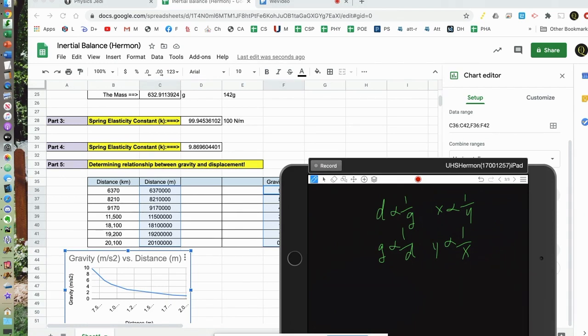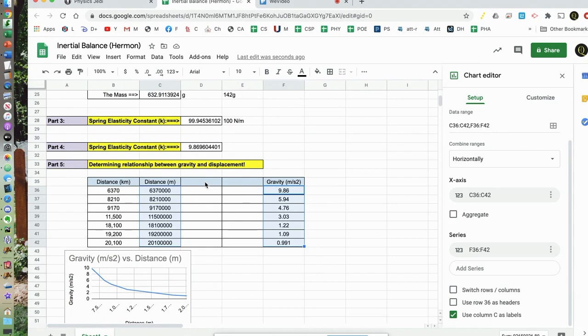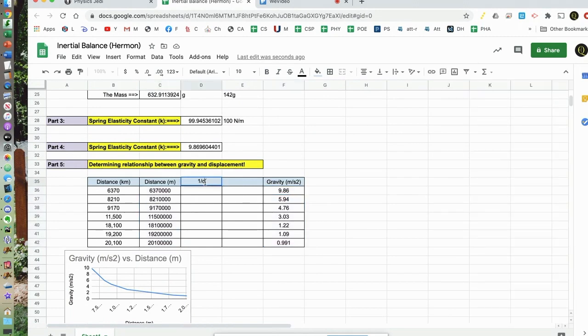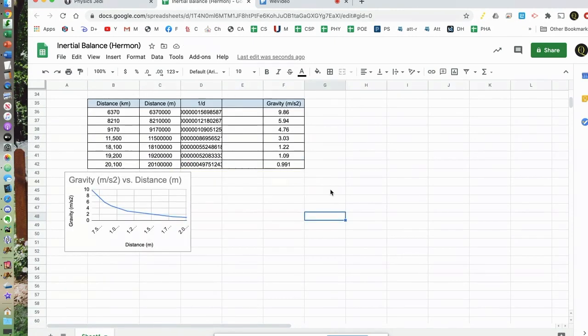So now we're going to graph gravity, not versus distance. We're going to graph gravity versus 1 over distance. So in this next column, we're going to do 1 over d. And I can just have Google do that. I'll do equals, and then 1 divided by, and then I'll click the distance and hit return. Then I'm going to drag that down. Now we want to graph the 1 over d versus gravity.